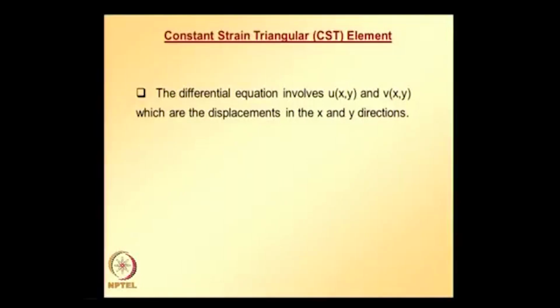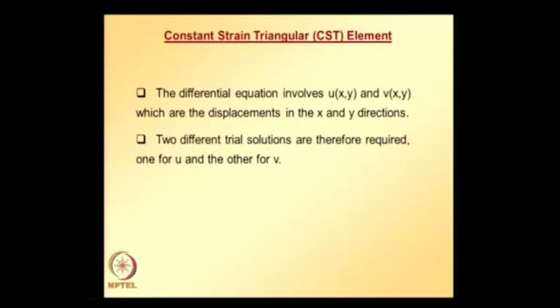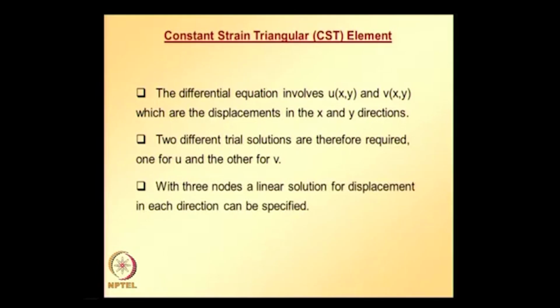We need to solve coupled second order differential equations, which are in terms of u and v. u and v are nothing but displacements in the x and y directions, which are going to be functions of x and y. So, we require 2 different trial solutions, one for displacement in the x direction, the other for displacement in the y direction. With 3 nodes, a linear solution for displacement in each direction can be specified.